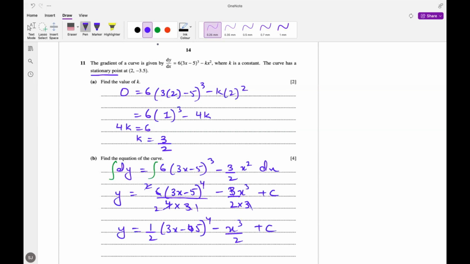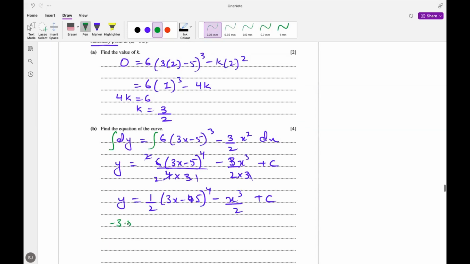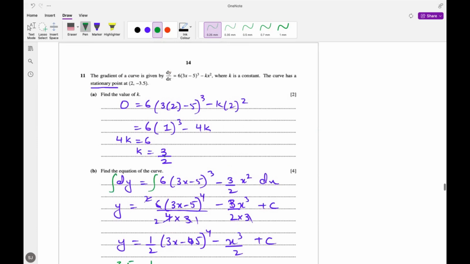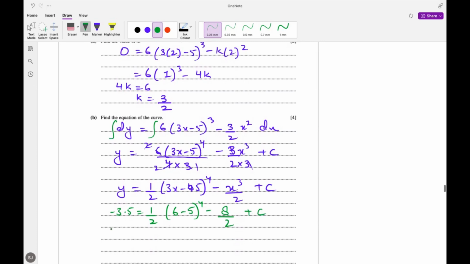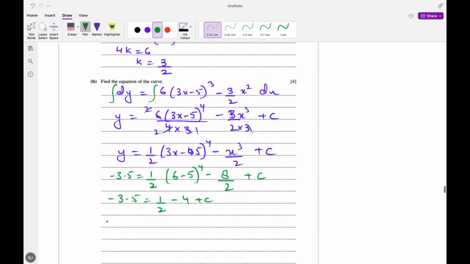Now to find the value of c, we'll substitute the value of x and y. So the y value is minus 3.5 and the x value is 2. So this will become 3 into 2, 6 minus 5 to the power 4 minus 2 cube, which will become 8 upon 2 plus c. So we'll get minus 3.5 is equals to 1 upon 2 minus 4 plus c. 1 upon 2 minus 4 is minus 3.5, as 0.5 minus 4 becomes minus 3.5 plus c. So when the minus 3.5 goes on this side, this will cancel and c will be equals to 0.